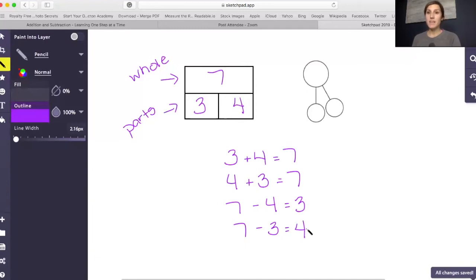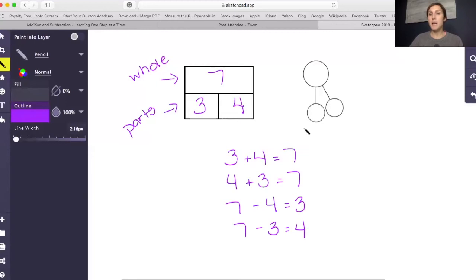And you might recognize this as a fact family. And I love, love, love using models to show fact families because it's really connecting the picture to the fact family in a way that is going to cement it in your brain even more. So when you see the numbers 3 and 4 in a problem, you automatically think 7 because of all the work you've done with the models and all the work you've done with the equations.